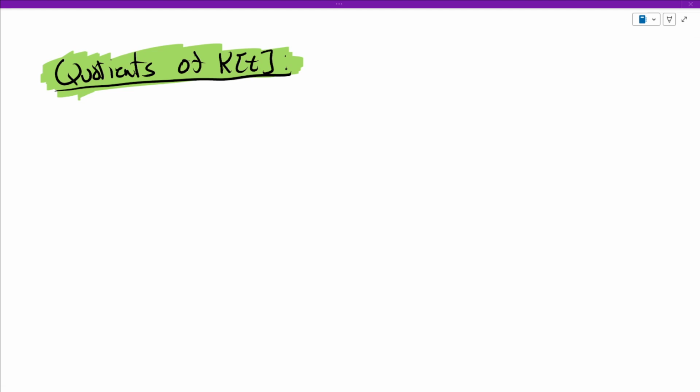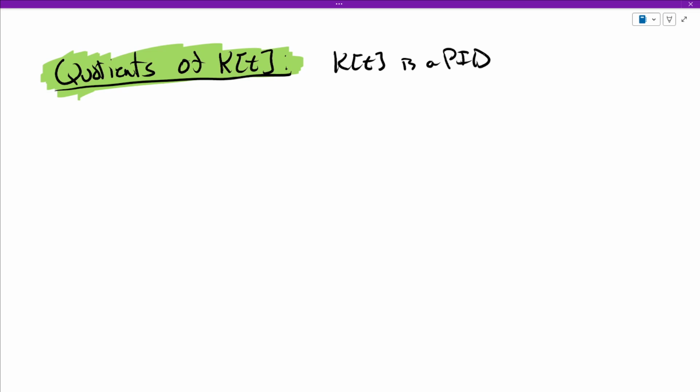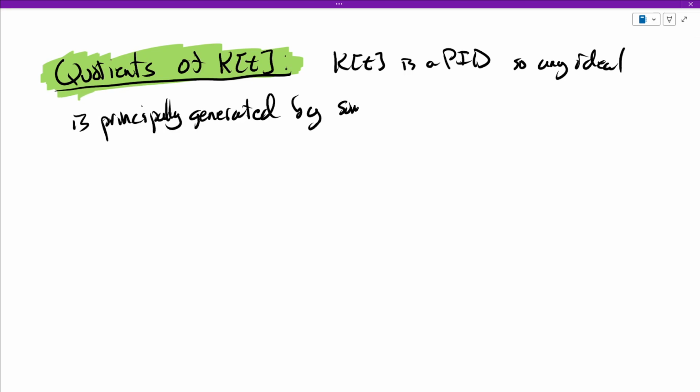Okay, in the meantime, let me just observe that this K join T is a PID. So if you're going to take quotients of a ring, you look at ideals, left or right ideals. This is a commutative ring, so we only have to say ideal. And in a PID, all ideals are principally generated. So all of the ideals here are just generated by a single polynomial. So any ideal is principally generated by some single polynomial.